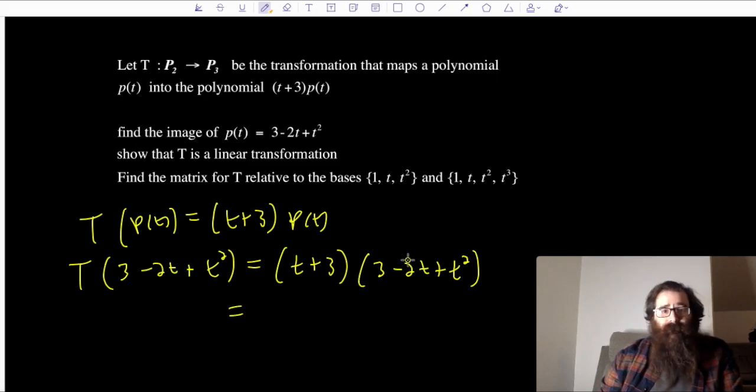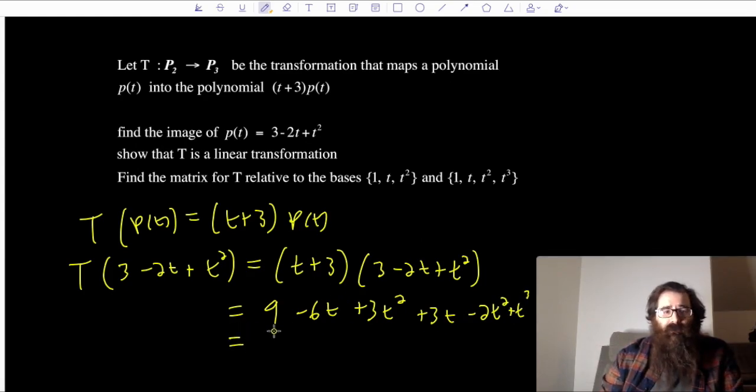So if I do this, I can go ahead and multiply this out, expanding this out. We'll distribute. 3 times 3 gives me 9. 3 times negative 2t gives me negative 6t. 3 times t squared gives me 3t squared. If I'm multiplying the t in, I get t times 3 is 3t. T times negative 2t is negative 2t squared. And then t times t squared gives me t cubed.